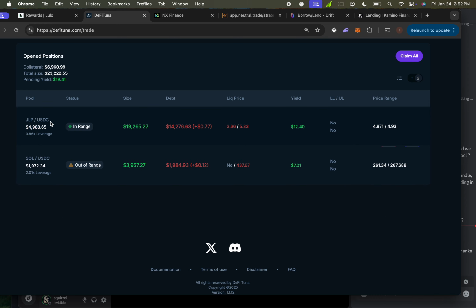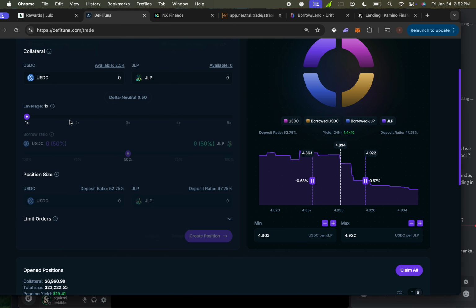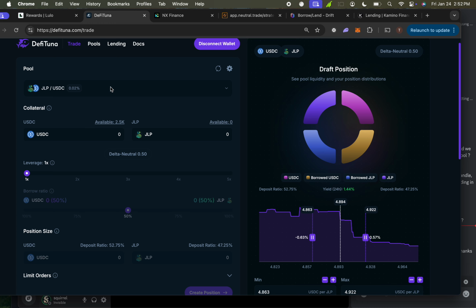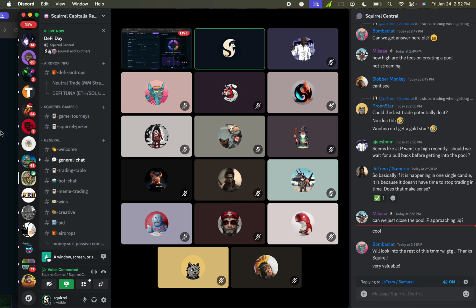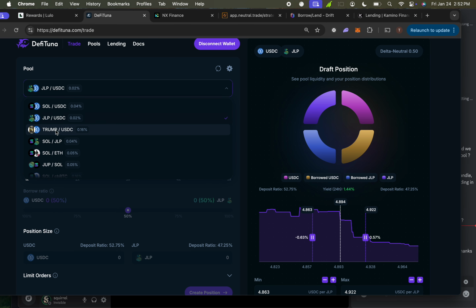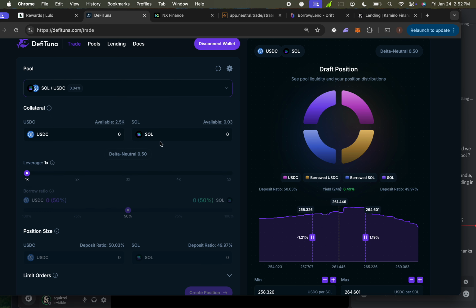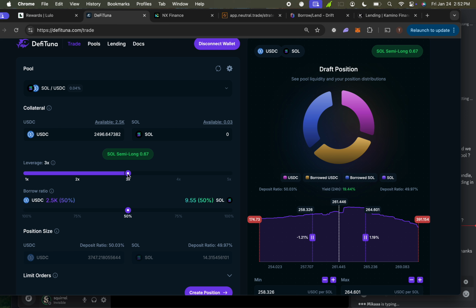But again, part of that is just the actual price movement of JLP. So I'm going to create a pool with you guys for the weekend together. I encourage you guys to copy it if you so choose. I'm just going to set it up the way I think makes sense, and we'll see how it performs on the weekend.